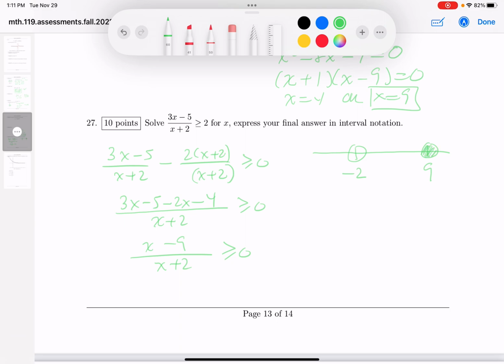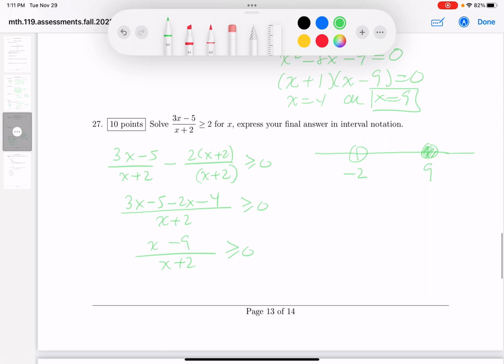At -2, it becomes undefined. Pick some test values, like a number after 9 would be 10. You're going to plug it in here, see if it makes any sense, and it does. If I plug in 10, I get positive followed by positive, which is certainly greater than 0.